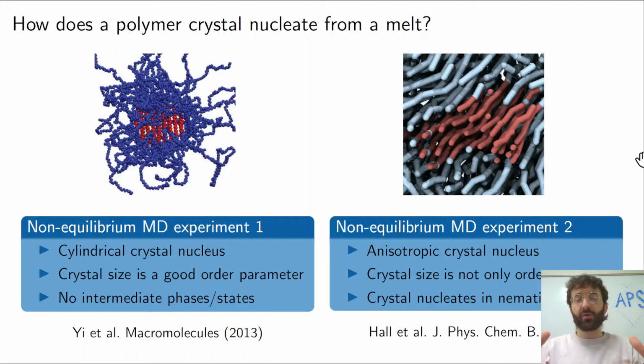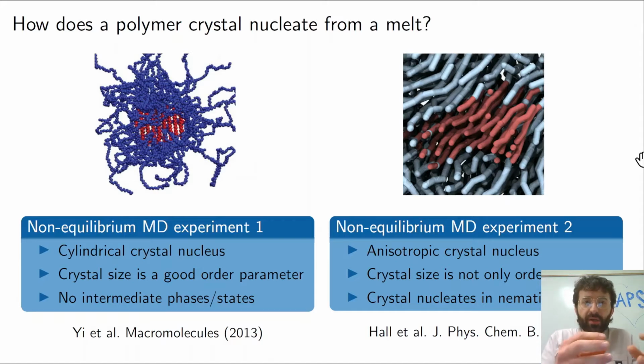For example, here you see in front of you two examples of non-equilibrium molecular dynamics simulations with similar models finding very different results. On the left, Yi et al. found a cylindrical crystal nucleus, whereas on the right, Hall et al., in a series of papers, found that their nucleus was anisotropic. Yi et al. found that crystal size is a good order parameter, whereas Hall et al. found that nematic order is the dominant order parameter.